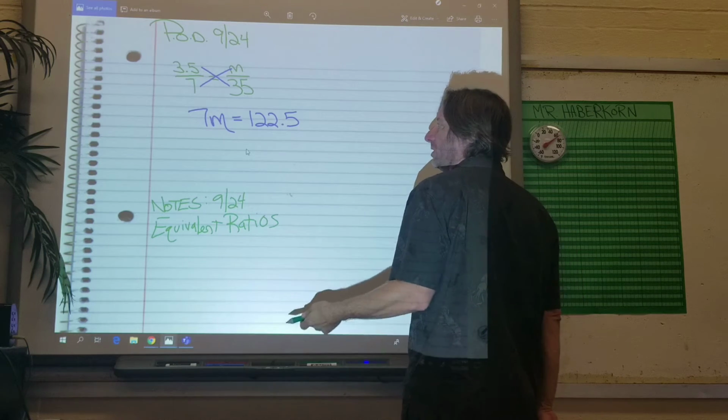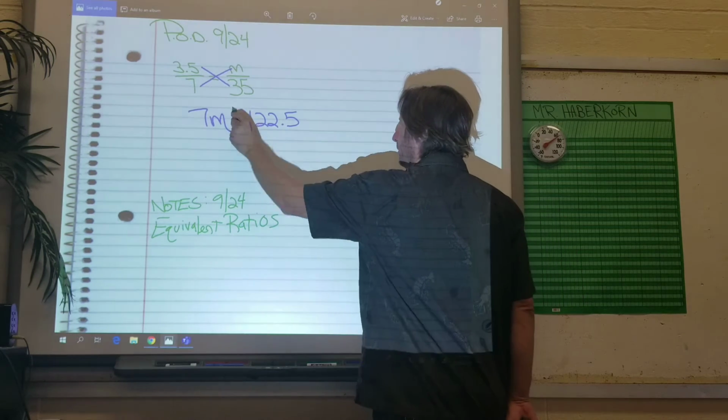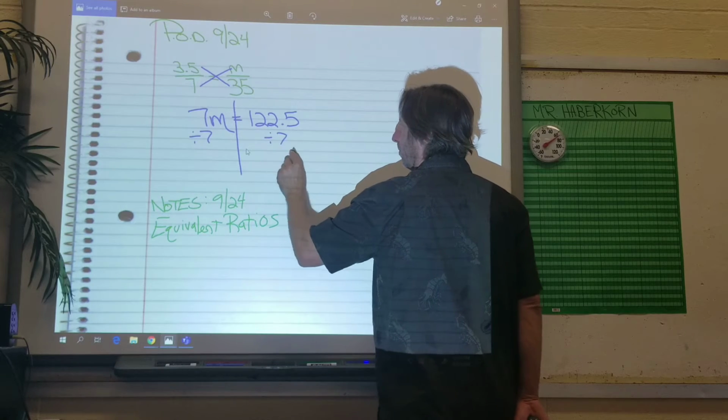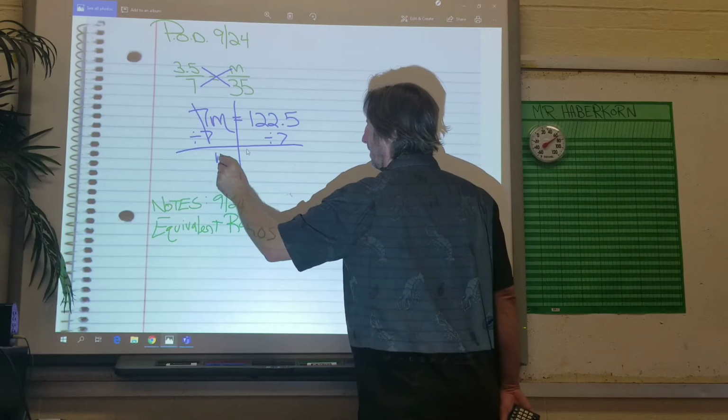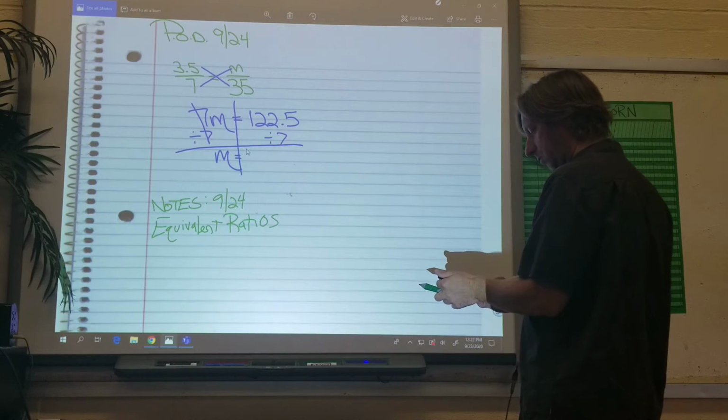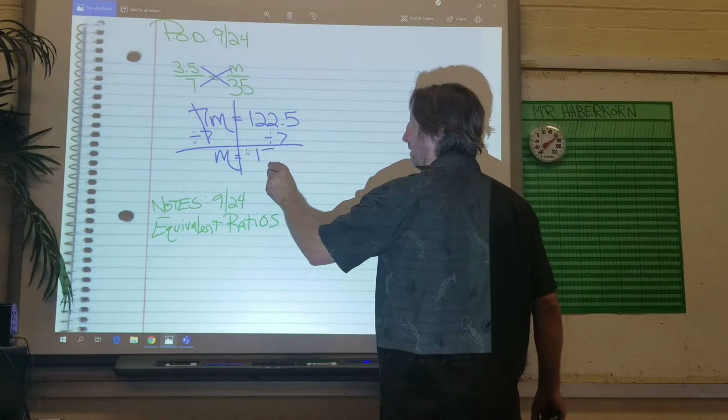So even if we have a decimal point, it doesn't really change the problem. Draw your line, divide each side by 7. My 7's cancel out, and I get m is 17.5.